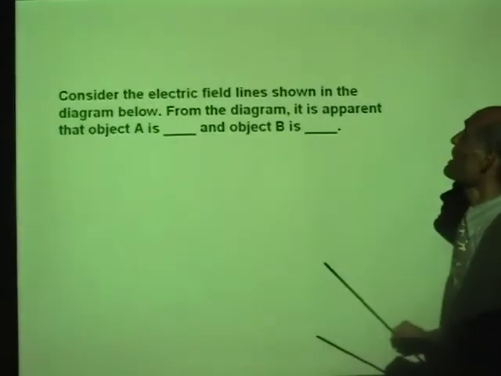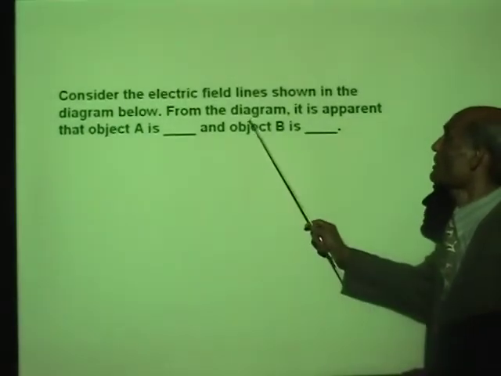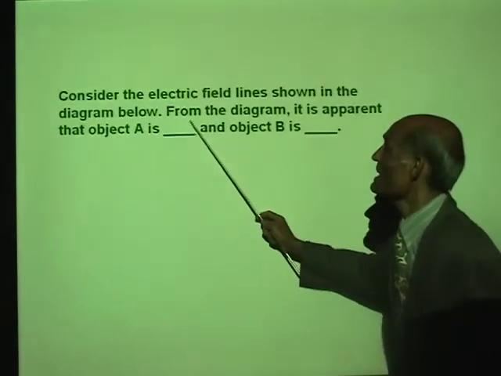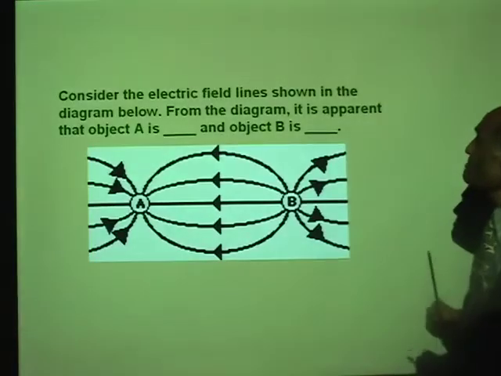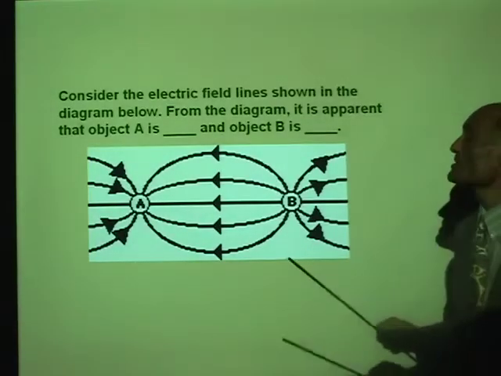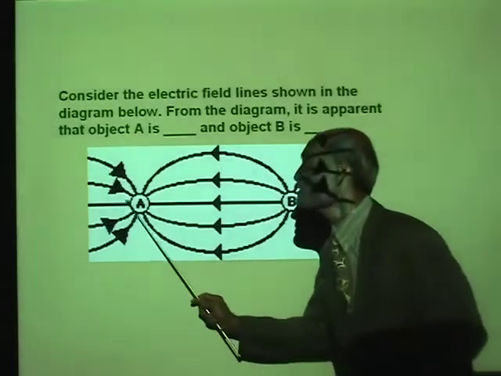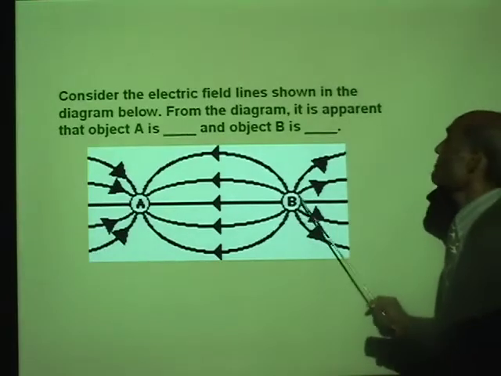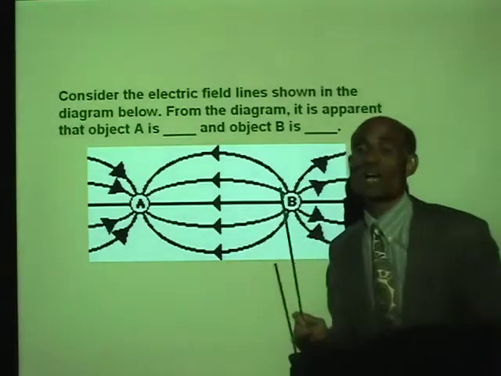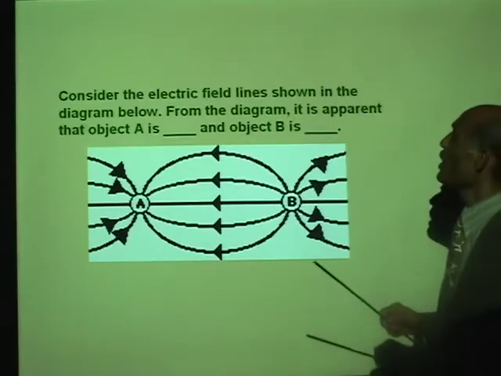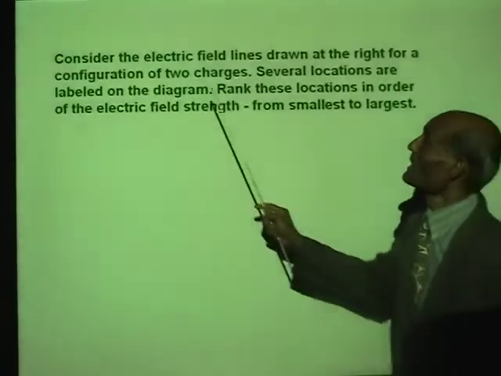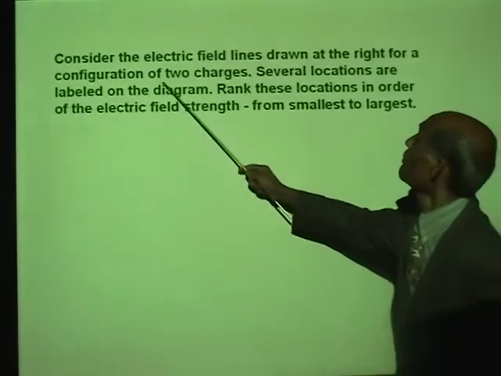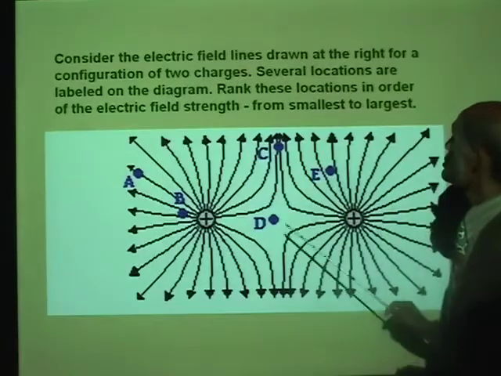Consider the electric field line shown in the diagram below. From the diagram, it is apparent that object A is dash and object B is dash. In other words, you need to figure out what is the charge carried by A and what is the charge carried by B, and complete this line and also include along with your work. Consider the electric field lines drawn below for a configuration of two electric charges.